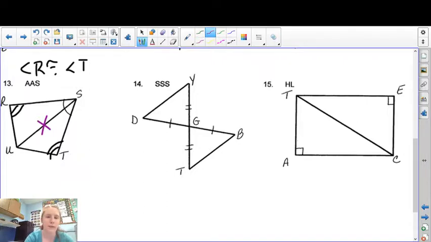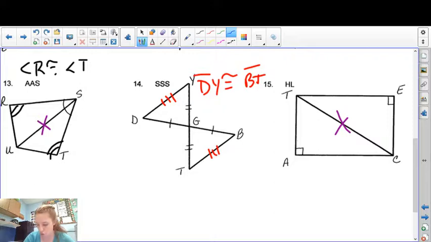I need side, side, side, so I need my third side here and my third side here. So DY is congruent to BT. I need hypotenuse leg. I already have this given information. It has to be itself. So I really could do one of two things. I could do TA and CE.